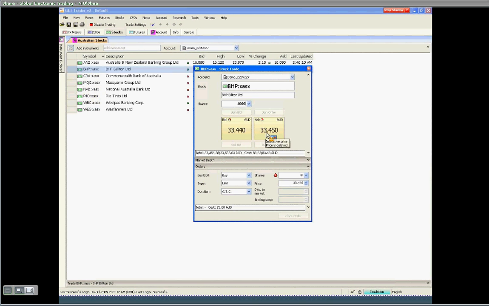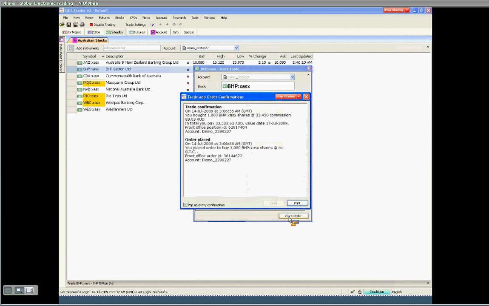Now, instead of a limit order, it is a market order. You simply click on market and put your amount in down here, 1,000 shares, and click place order, and it will go to the marketplace and place that order, and you will see you have an immediate confirmation that those shares have now been purchased on the Australian Stock Exchange with a commission and a price and a value date, which will be 2 days hence.